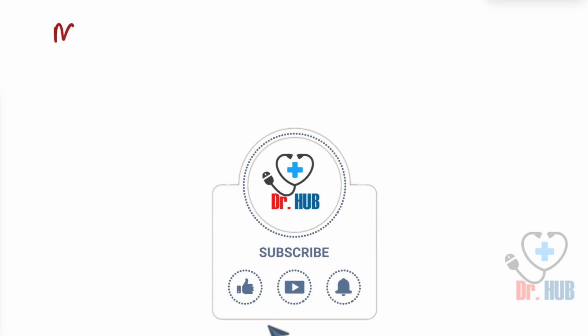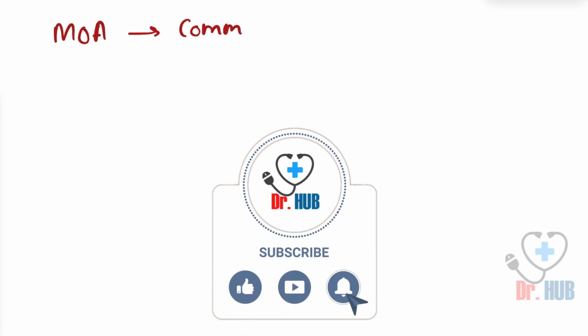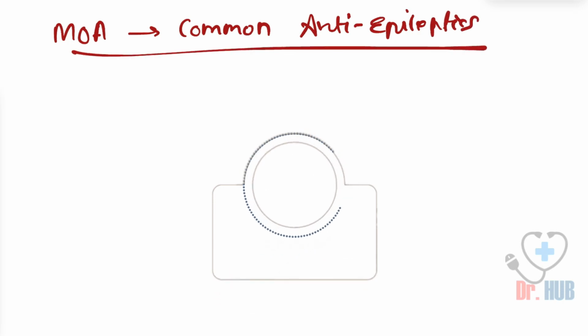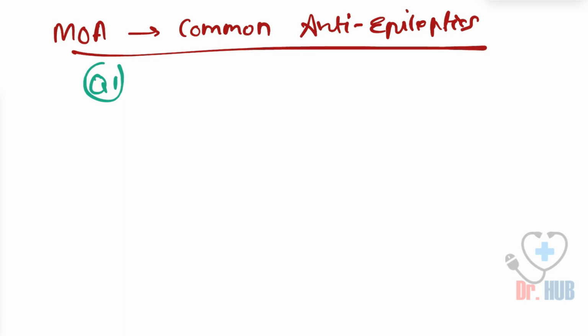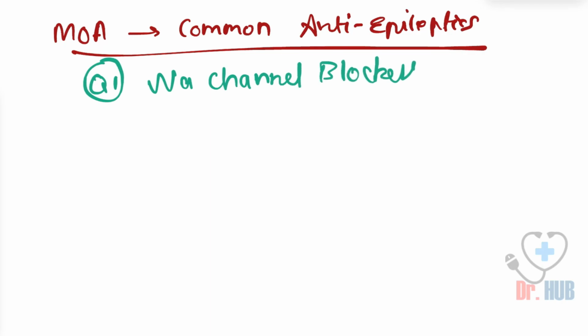To look at the mechanism of action of the common anti-epileptics. So under this, firstly we'll start with questions. First question is name some sodium channel blockers. Name some sodium channel blockers which help in the same, that is in case of anti-epileptics.